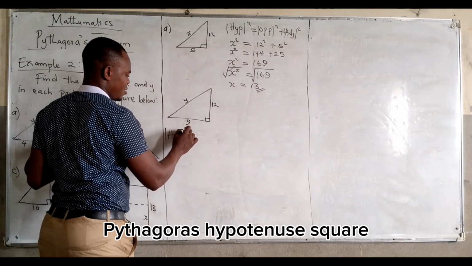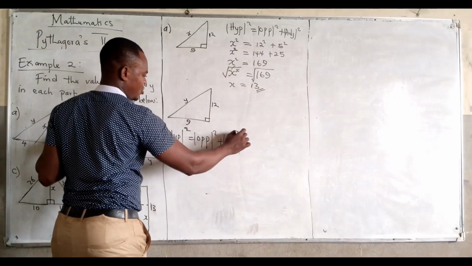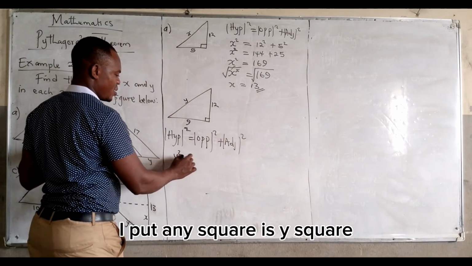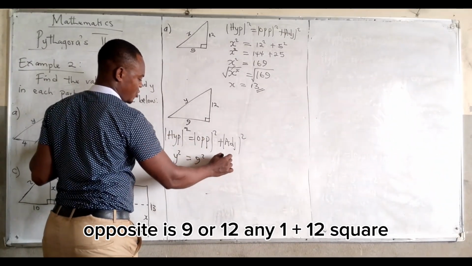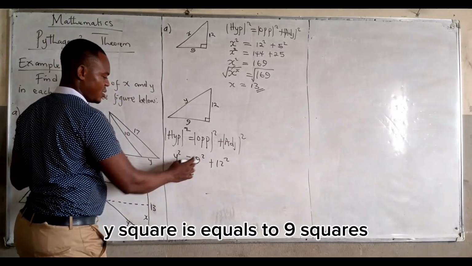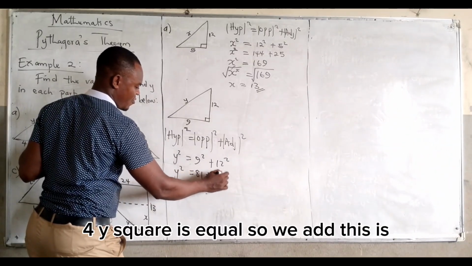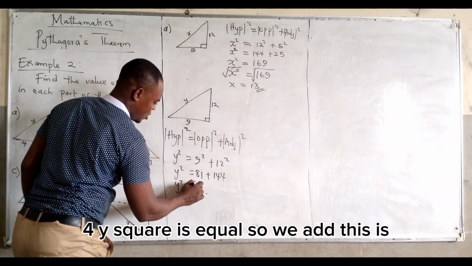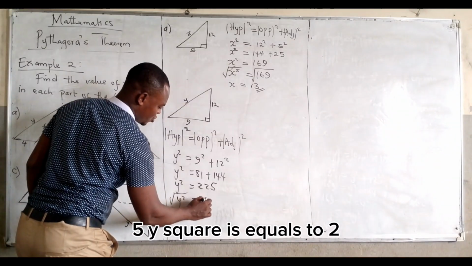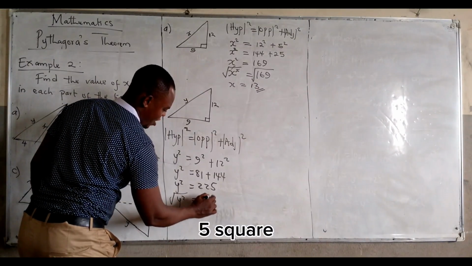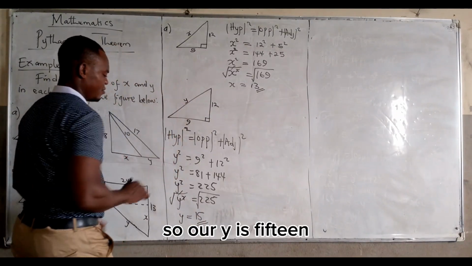Pythagoras, hypotenuse square equals opposite square plus adjacent square. Hypotenuse square is y square. Opposite is 9 or 12, anyone, plus 12 square. Y square is equal to 9 square is 81 plus 144. Y square is equal to, we add this, 225. Y squared is equal to 225, square root. Y is equal to 15. So our y is 15.